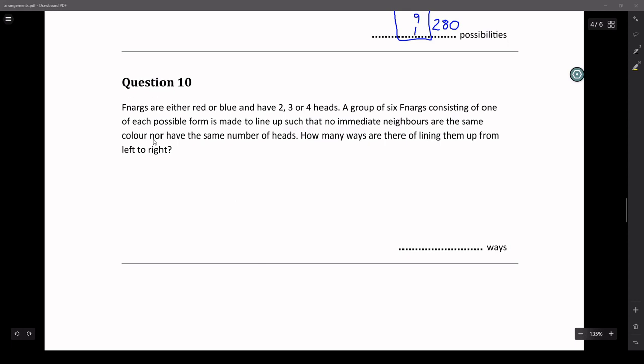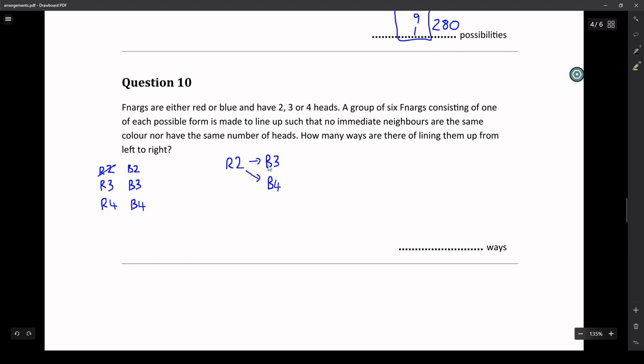Okay, and finally question 10. So again here, this one you probably want to take a logical approach. So we've got 6 fnags, which are red with 2 heads, red with 3 heads, red with 4 heads, blue with 2 heads, blue with 3 heads, blue with 4 heads. So let's just consider, let's say we want to line them up. So if we start with the one that's red with 2 heads, then the next one can't be red and it can't have 2 heads. So we've got 2 options. It can either be blue with 3 heads or blue with 4 heads.